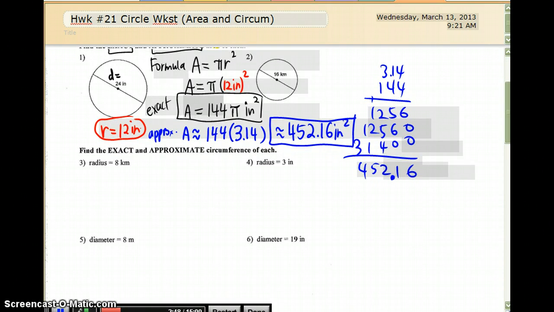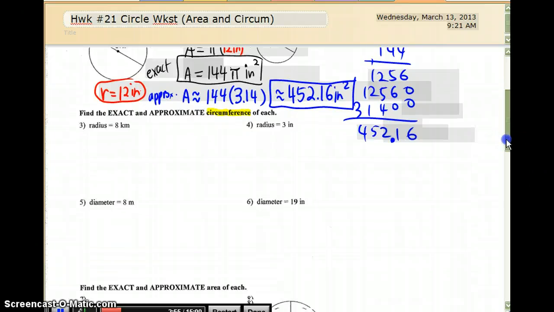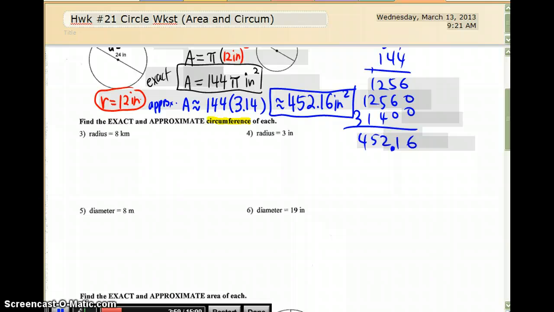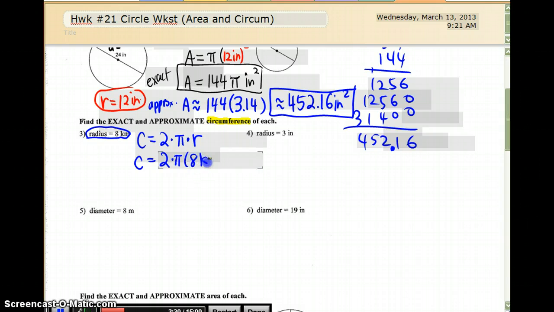Number 3, I am going to read the question carefully. It says I'm going to look for the circumference, and I need to find the exact and the approximate for my circumference here. So when I look for the circumference, there are exactly 2 equations. I'm going to choose the equation for number 3, 2 times pi times the radius, 2 pi r basically. And it gives me that the radius is 8 kilometers, so I'm going to plug that in.